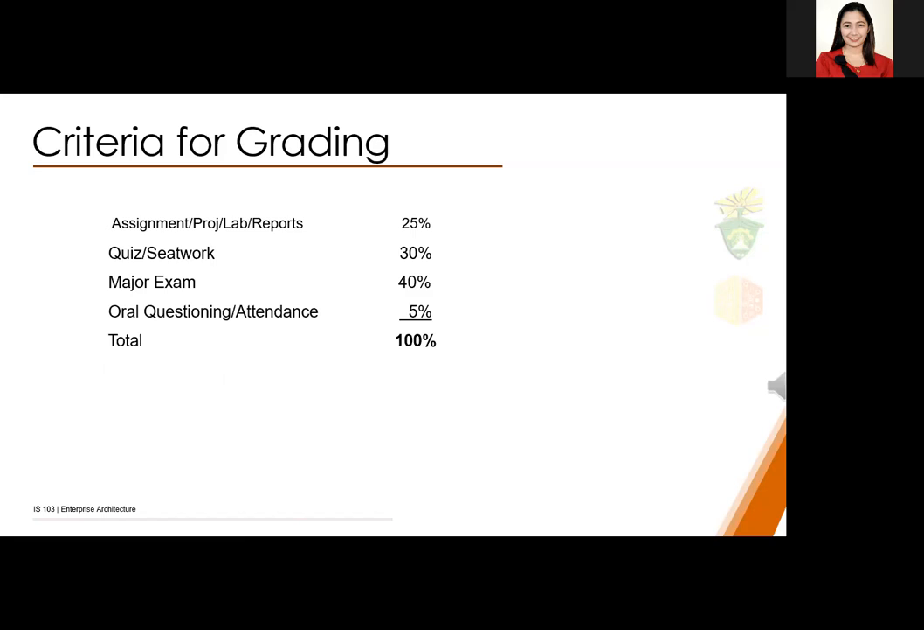As to the grading system, we have assignments, projects, laboratory, and reports at 25%. We also have quizzes and seat works, that's 30%. Major exams, 40%. Oral questioning and attendance, 5%, for a total of 100%. Our passing percentage is 60%, according to the university policy.